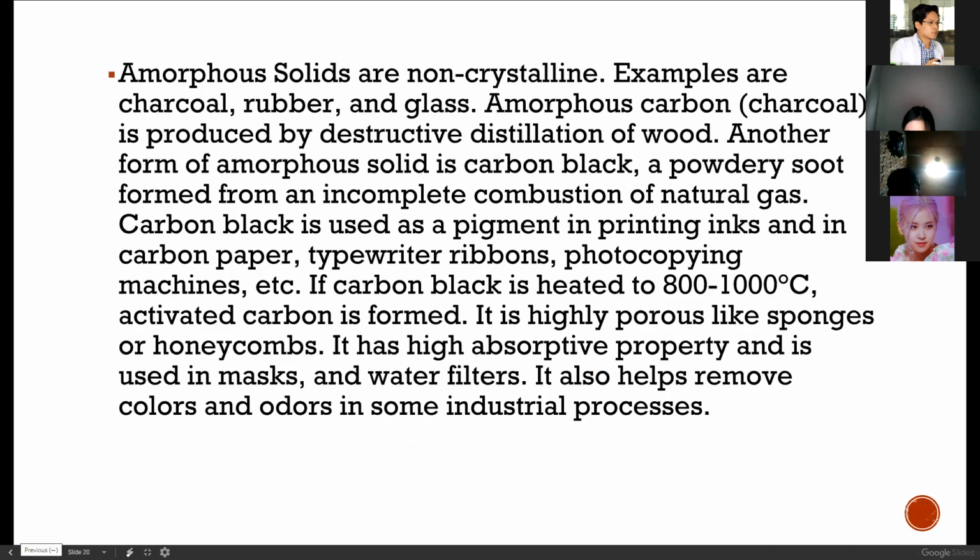The second one is, if we have crystalline solid, we also have amorphous solids. Please read, Rabi, amorphous solids.